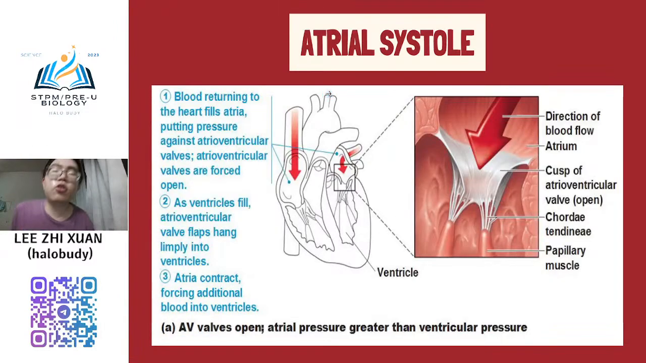Atrial systole, I already mentioned. Systole is contract, right? So at this time, both atria contract. The muscle of the atrial chambers contracts. When the atria contract, what happens? First, the pressure, as I mentioned. The pressure of the atria is now very high, because the volume of the atria is low. The volume of the atria is decreased, and the pressure of the atria is increased.